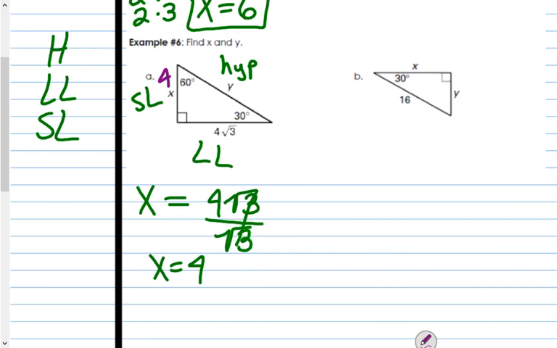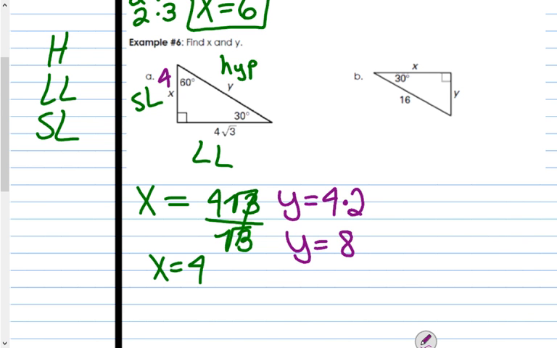Excellent. So that short leg is 4. Now we need to find the hypotenuse. The hypotenuse is y. Look at your notes. What do I need in order to find the hypotenuse? The short leg. So our short leg is 4. What do I do to the short leg to find the hypotenuse? Multiply by 2. What is 4 times 2? 8. And there's your answer. X equals 4. Y equals 8.